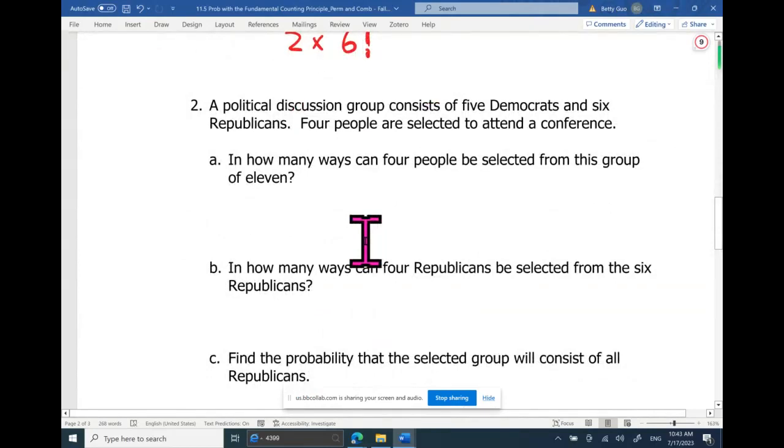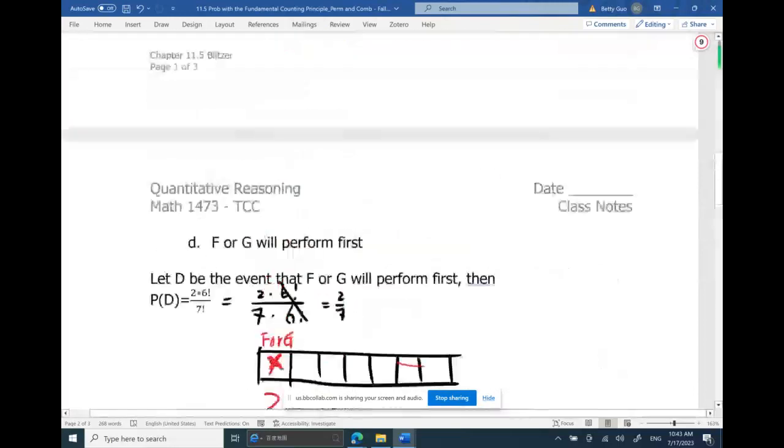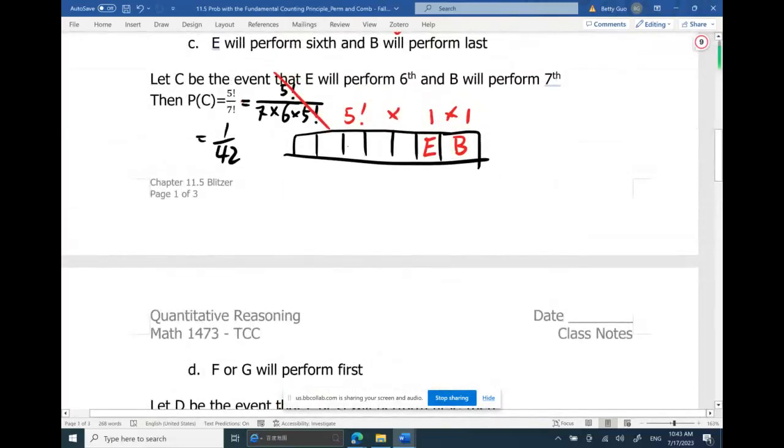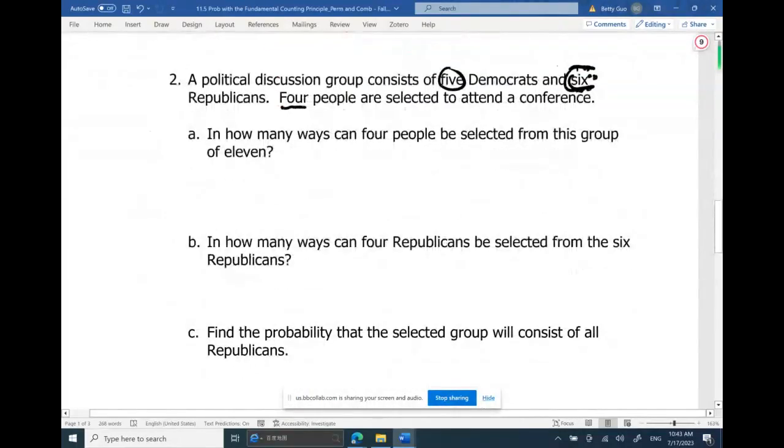A political discussion group consists of 5 Democrats and 6 Republicans. I apologize for my broken device. 4 people are selected to attend a conference. So when you see something like that, you know this is going to be a combination. Earlier, performers, arrangement, that definitely is a permutation. But here, definitely is a combination.